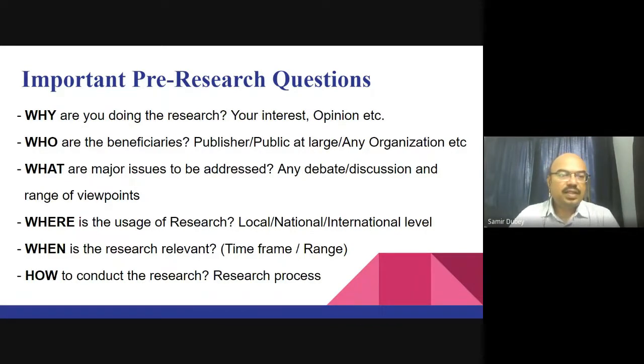Then the last one is how to conduct the research. So what exactly is the research process? How are we going to conduct it? Depending upon all these questions, we will have to decide how we are going to conduct the research. Whether we shall be using primary data or secondary data, and even if it is primary data, whether we shall collect the data only with the help of observation, or we shall be using a questionnaire, all these kinds of things. So the direction of our research shall come from these questions only.